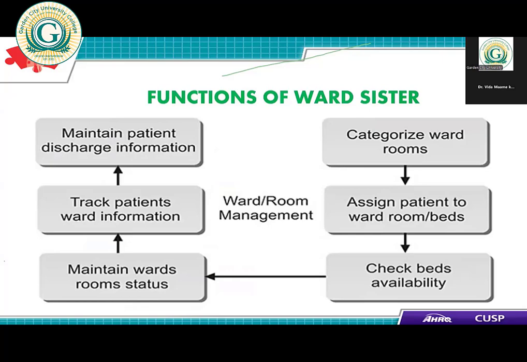So we have the categories. Categorize ward rooms, assign patients to the wards or the rooms, check bed availability, maintain ward unit status, track patient ward information, and maintain patient discharge information. So basically, these are the functions of the ward sister.